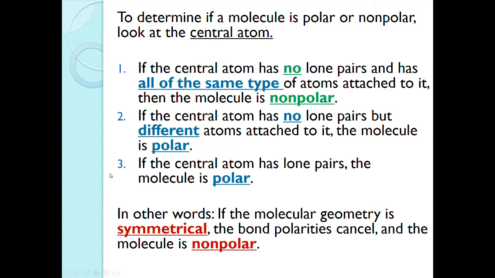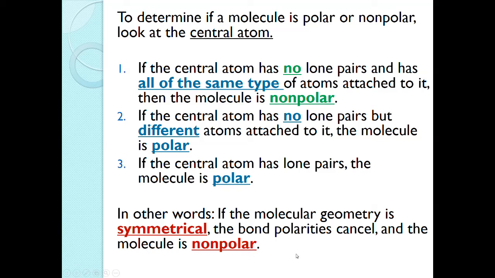Okay, and then third and last, if the central atom has lone pairs, then your molecule is polar. What we like to say for rule number 3 is lone pairs equals polar bears. Okay, so lone pairs equals polar bears. So if you have any lone pairs, then your molecule is going to be polar. Okay, so in other words, if the molecular geometry is symmetrical, the bond polarities cancel and the molecule is nonpolar.